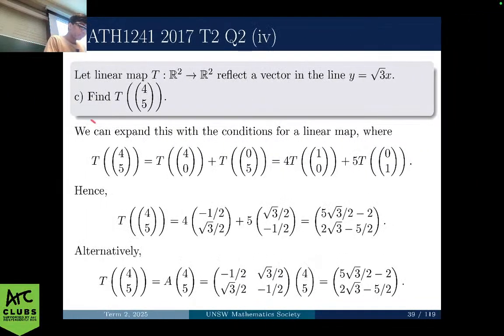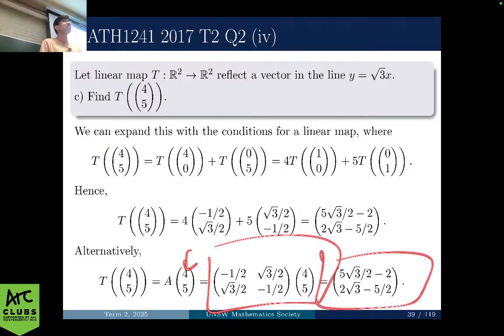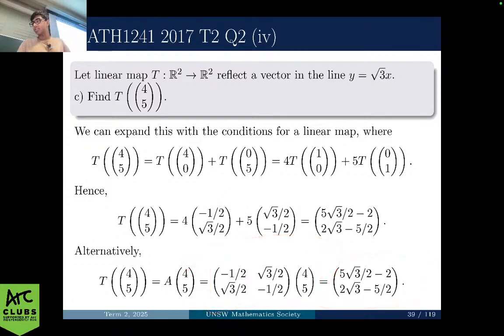Here, we want to find a specific point, T of (4, 5). There is a long way, and the long way is to do what we did earlier. We know we can split it into its parts, bring out scalar factors and apply each of these individually. We already know what this is from part A, so we can substitute this and get an answer. But that's really long and really messy. The alternative way is just doing matrix multiplication. So A times (4, 5), and we get this. Nice and simple.